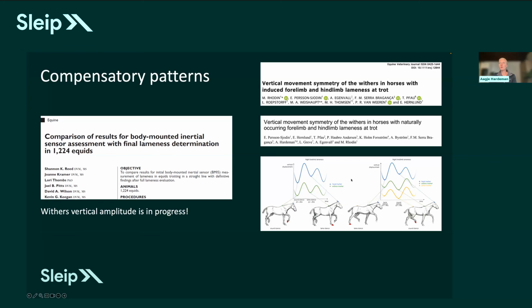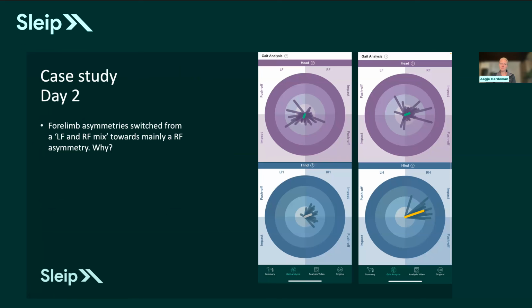And this is from the groups from Europe, where we had a look at the role of the withers, and where we figured out that that plays an important role as well. So that is something that we are currently working on in the Sleip application as well, to give you the vertical amplitude of the withers.